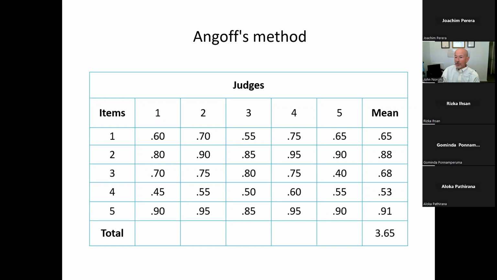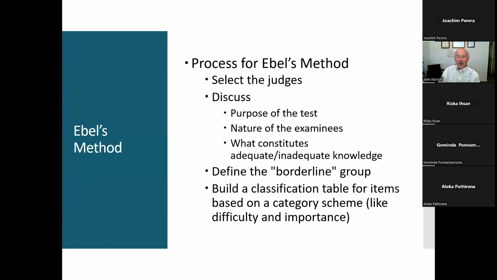No more questions? And we will move along to Ebel's method. And this is in many ways a variation on Angoff's method, slightly different setup. But again, you select the judges, talk about the purpose of the test, you define the borderline group. But unlike the Angoff method, you build a classification table for the items.